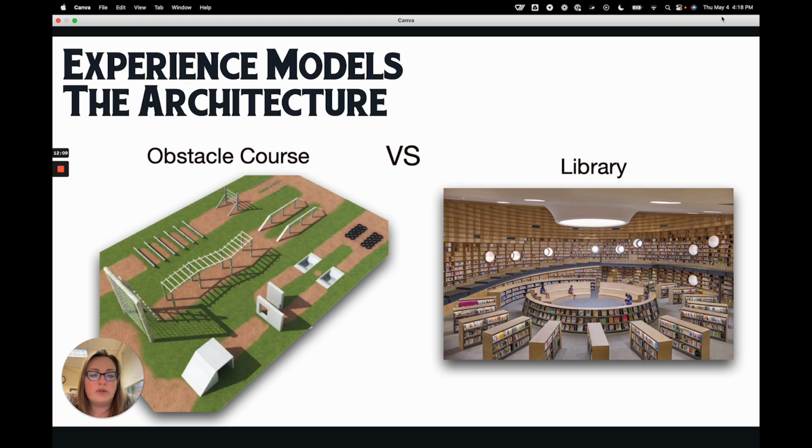There's going to be plenty of room for sitting and discovering. It's going to be quiet. There's going to be good lighting so people can read and consume. Okay, this is a very different experience than an obstacle course.